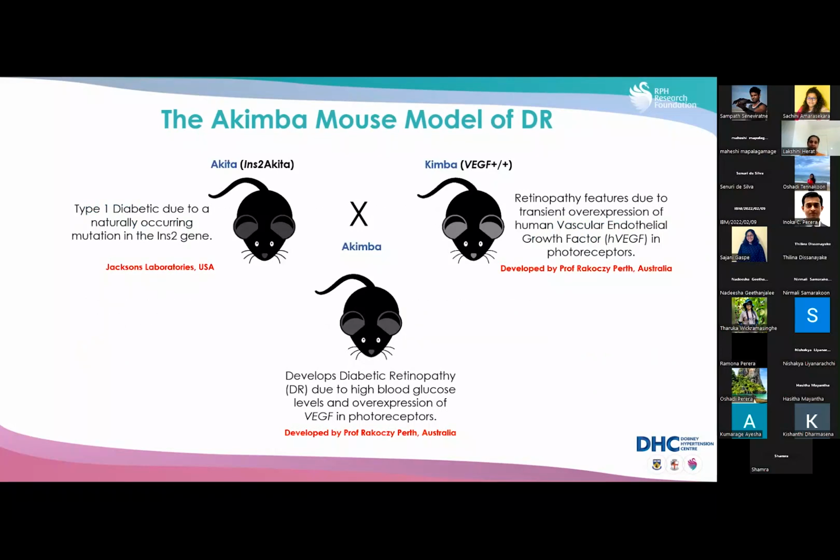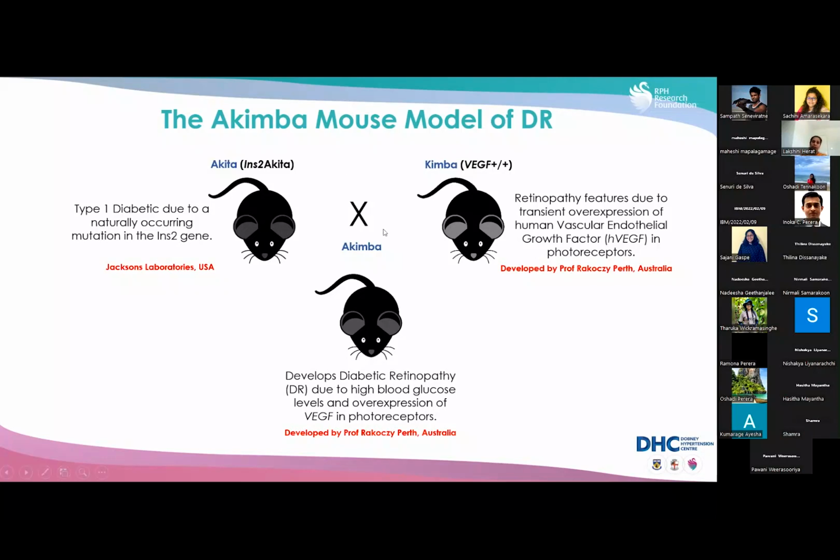It's basically a transgenic mouse model that comes from a cross between the well-known Akita mouse model and the Kimba mouse model. Just a bit of background on the Akita mouse model: it's a type 1 diabetic mouse model, which develops the diabetes phenotype due to a mutation in the insulin 2 gene. This strain is readily available from the Jackson Laboratory in the US, and we have obtained this mouse strain through the Jackson Laboratory.